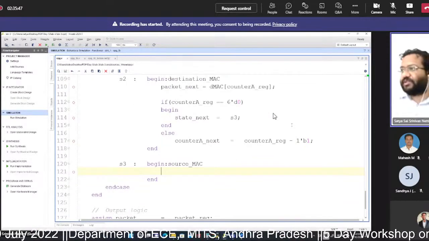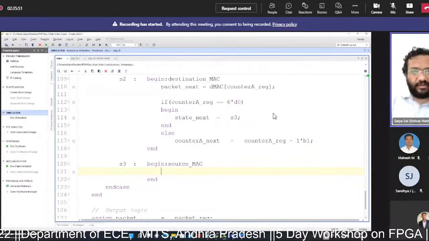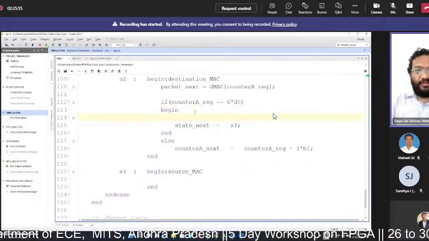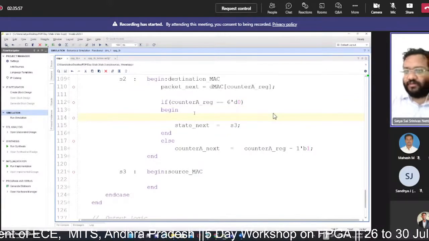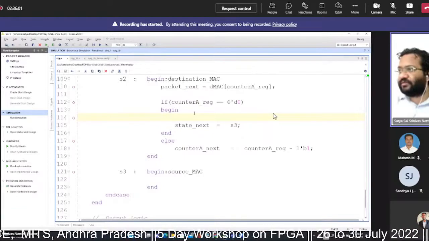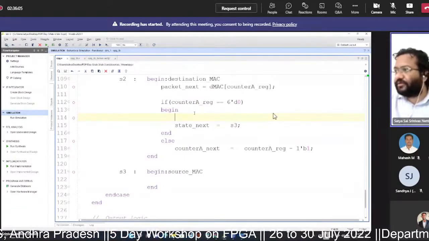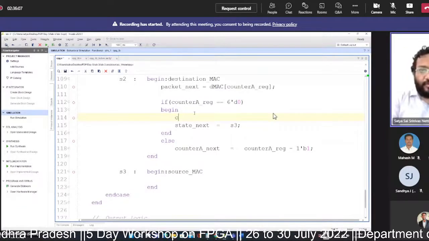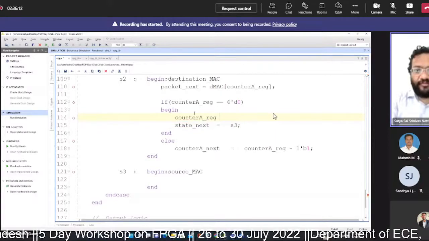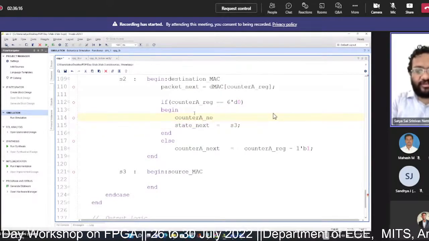So for the source MAC address, again the same concept. Before switching to the S3 state, again I need to reset the counter, not to 0, but reset the counter to the 47th bit. Yeah. Okay, reg. Sorry, not reg, this is next.